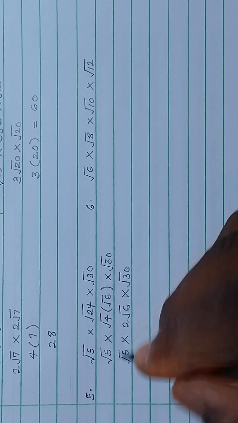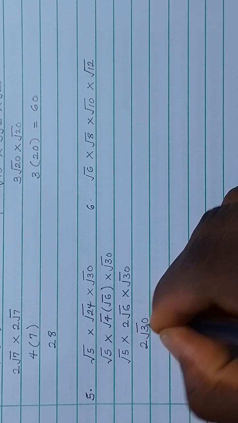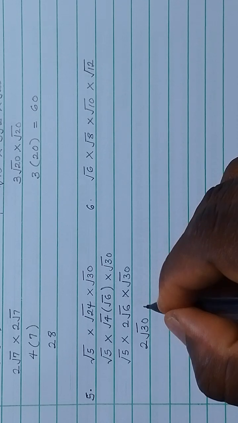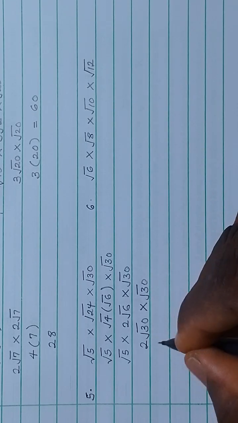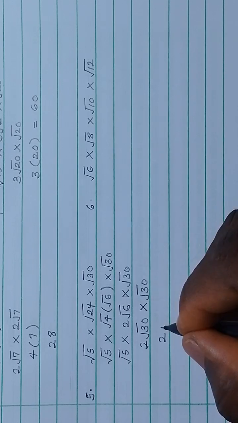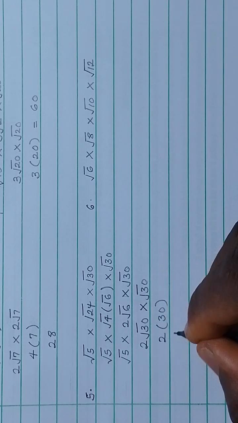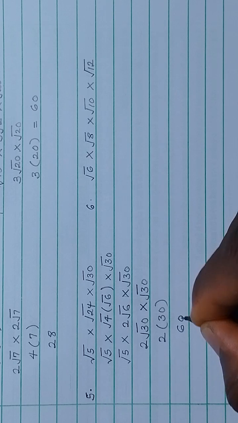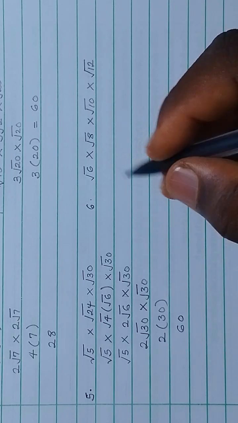Bringing these two together, we have 2 root 30, because 6 times 5 is 30, multiplied by another root 30. So this will be 2. Root 30 times root 30 is 30. So the final result here is 60. Now we are done with number 5.